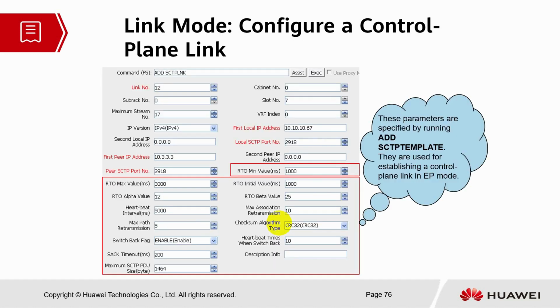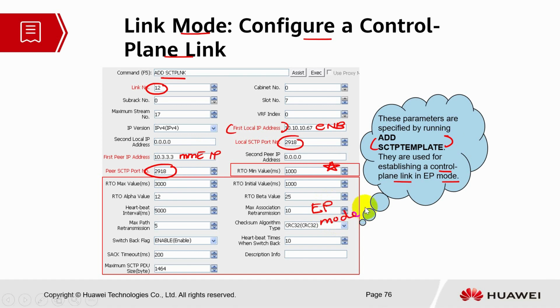So let's look into them one by one. For the link mode, we have to configure a control plane link. What are the parameters needed? Add SCTP link. Link number is important. Then we will add the first local IP, which is the eNodeB IP. We have the port number. Peer IP address is referring to the MME IP and its port number. Basically these parameters will be specified by adding SCTP template, the one that is highlighted. They are used to establish a control plane link in the endpoint mode. So this one is actually for the endpoint mode, for this section that they have highlighted. This one will be most suitable for the endpoint mode.